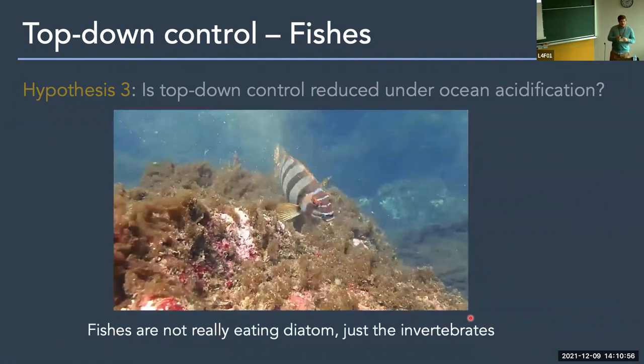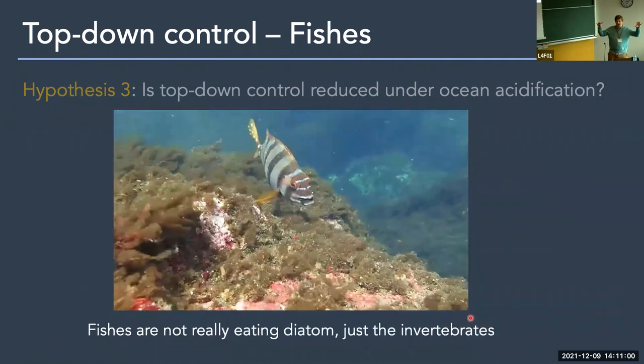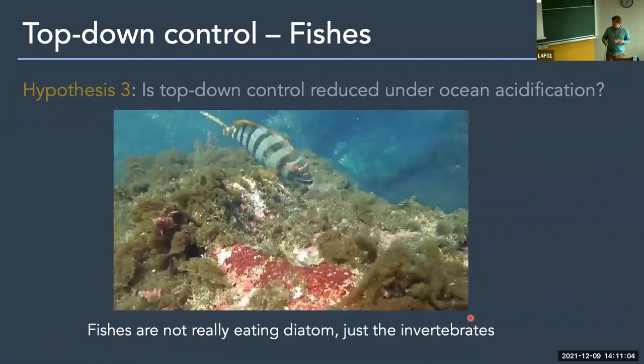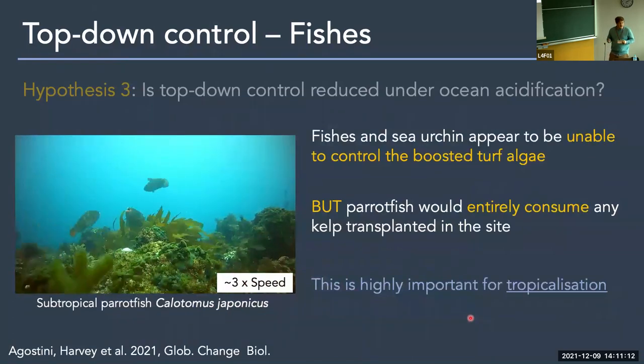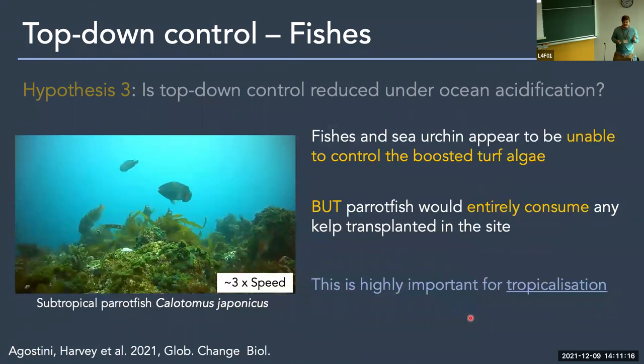Now, when we consider these kinds of regime shifts, we're talking about this change from the complex coral reefs and the kelp forests to the turf. And there's obviously other species that do come in and do not care about the turf. But if you have any big complex algae, they are happy to eat it.